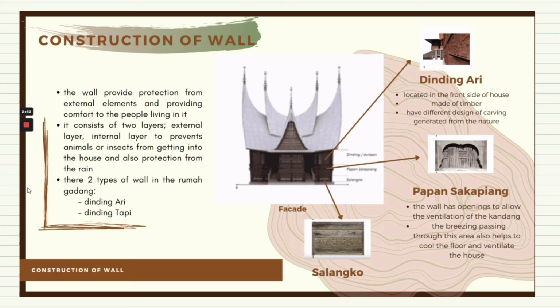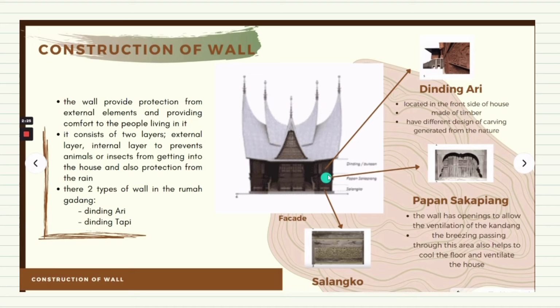There are two types of wall in the Rumah Gadang. First is dinding ari, which is the front side of the house, and second is dinding tapi, which is the sides of the house. Dinding ari is located in the front of the house, and it is made from timber. It has different designs of carving generated from nature.